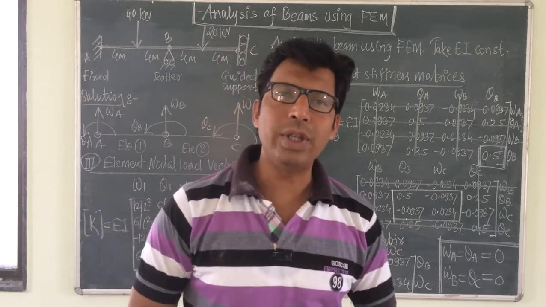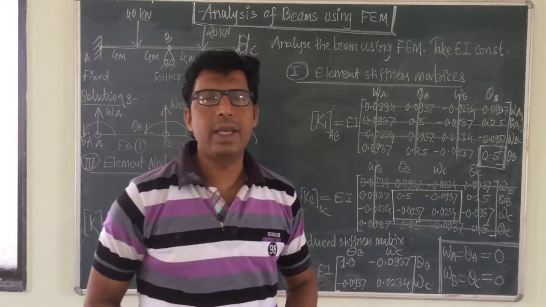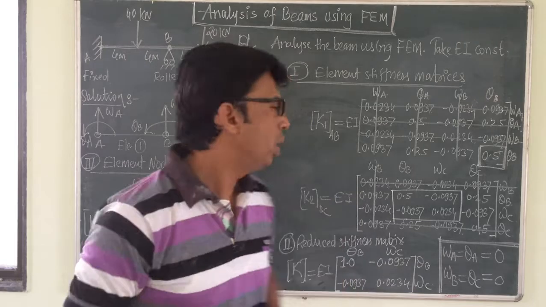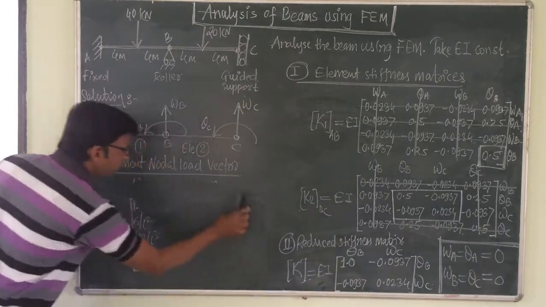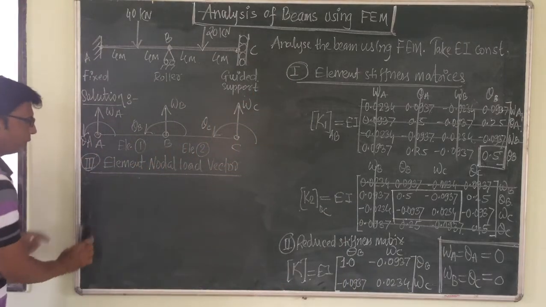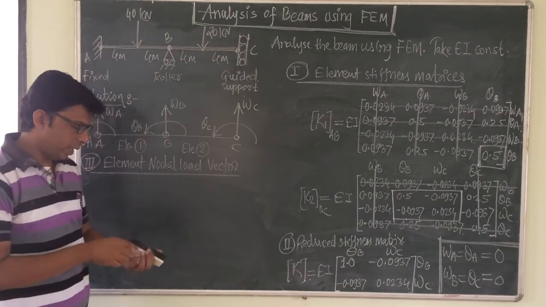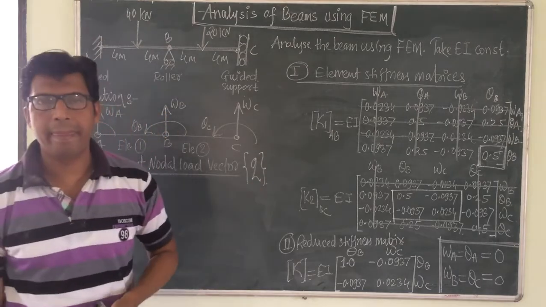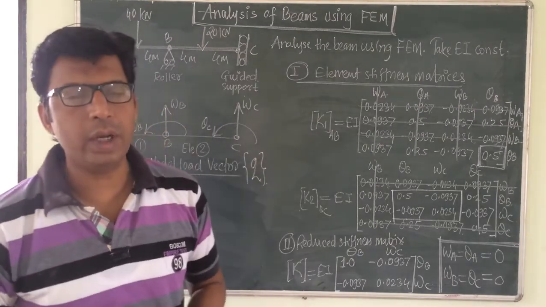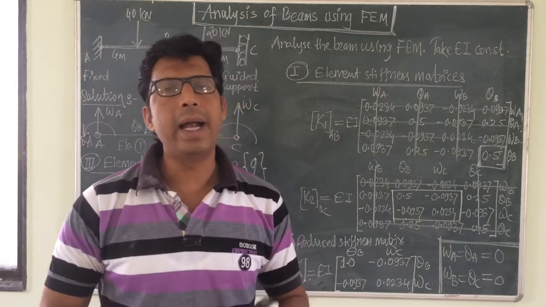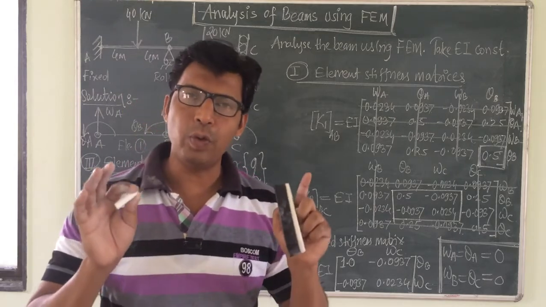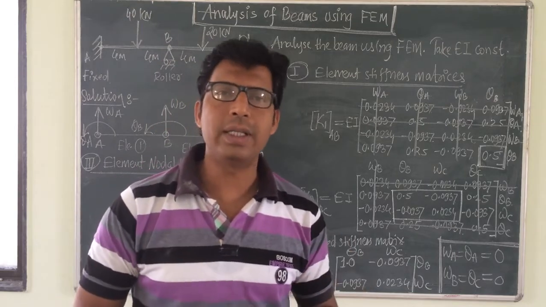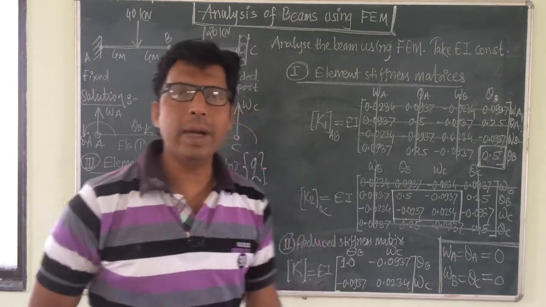Okay. Now step number 3. After the reduced stiffness matrix, step number 3 is to find out element nodal load vectors. The element nodal load vector is represented by vector Q. Now to find out the element nodal load vector, first we have to restrain the beam at all supports. Restrain means we have to fix the beam at all supports, and then we have to find out fixed moments and reactions.